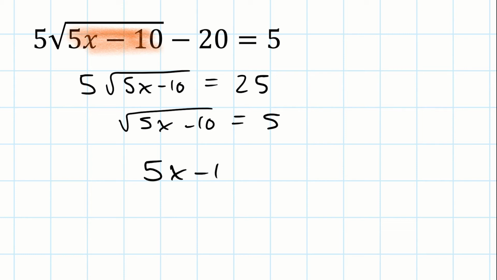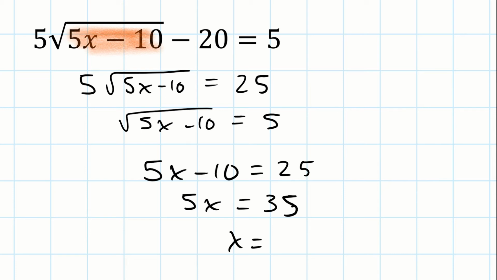So this, 5x minus 10, must be 25. Therefore, 5x must be equal to 35. And therefore, x must equal the number 7. And again, if I plug that back into here, 5 times 7 is 35. 35 minus 10 is 25. Square root of 25 is 5. 5 times this 5 is 25, and 25 minus 20 is indeed 5.